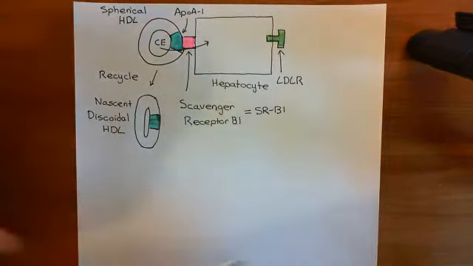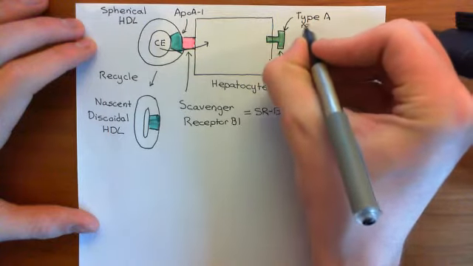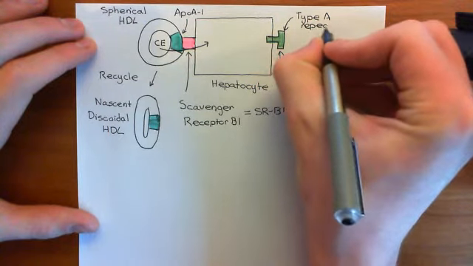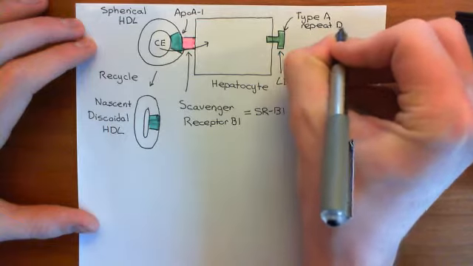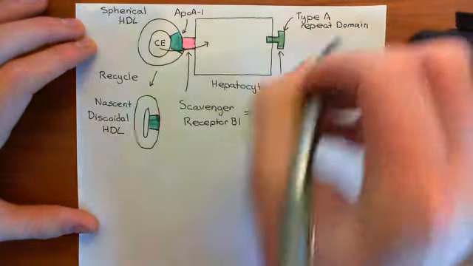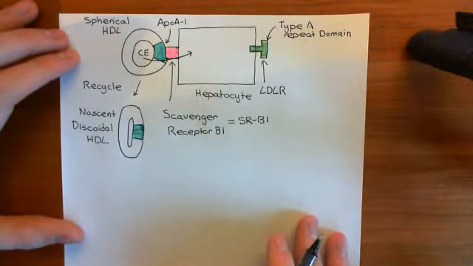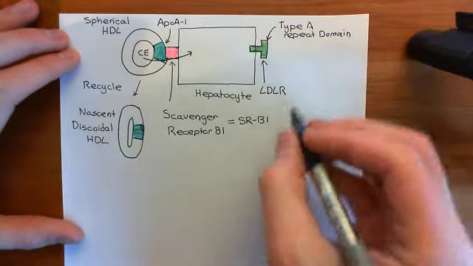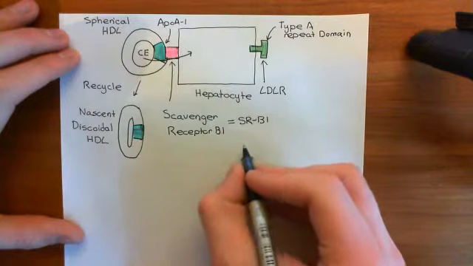It's known as the type A repeat domain. Okay, so this is the type A repeat domain, and this is the portion which will bind to the LDL particle, specifically the apolipoprotein B100 within the LDL particle. Okay, so let's now show this process.